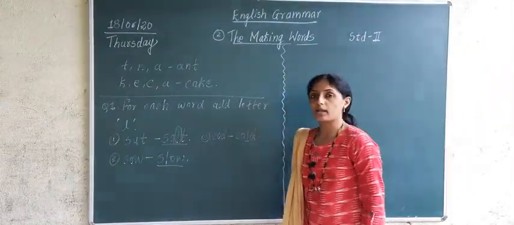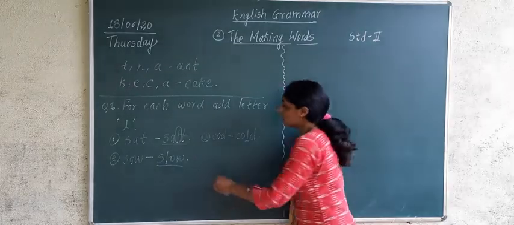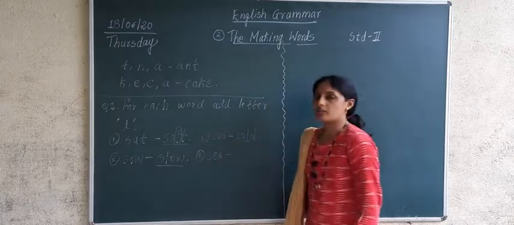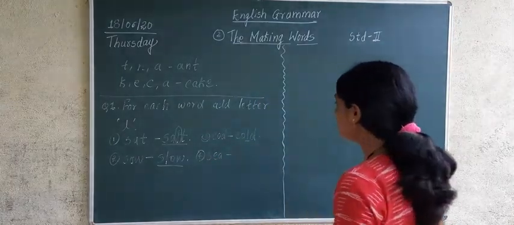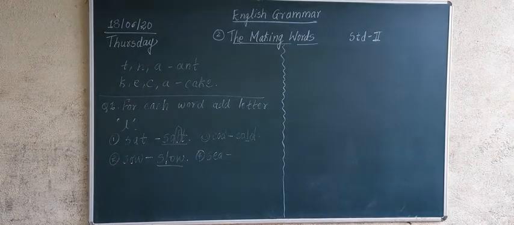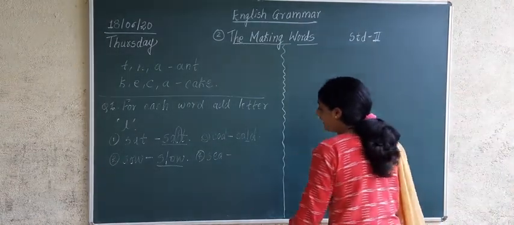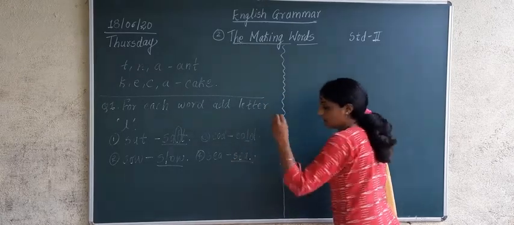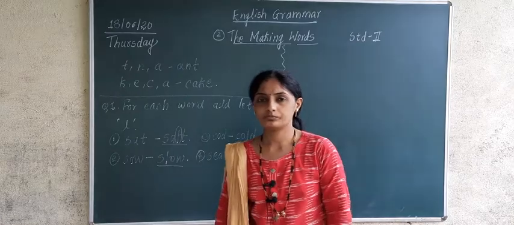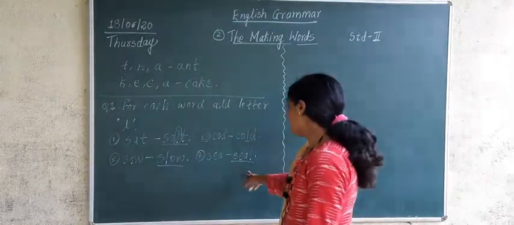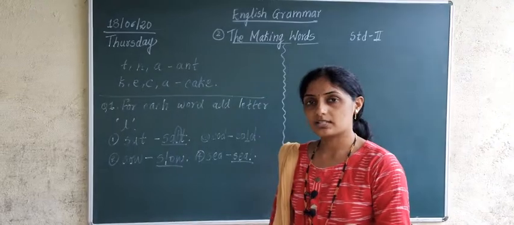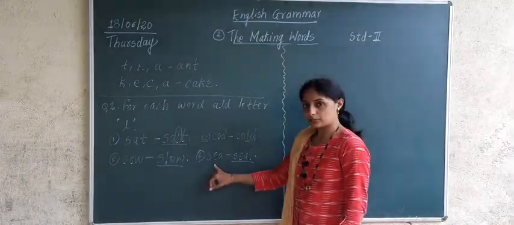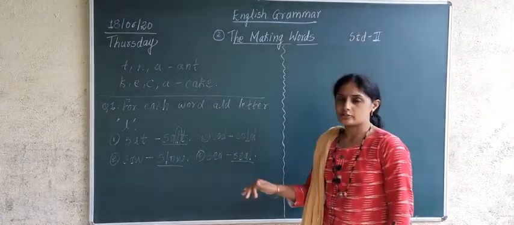We have added the letter L at the third position in the word, and so the word cod will change to COLD, cold. The next example is SEA. Now I want to add L in this word. When I add L at the end, it is going to become seal. Sea means samudra, and seal is an animal which stays in the water.